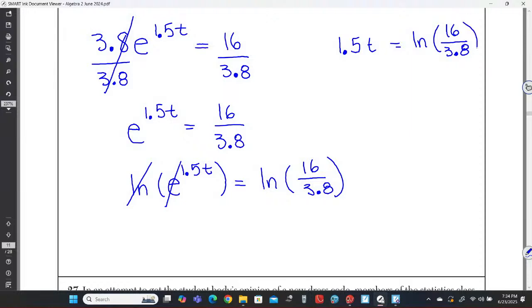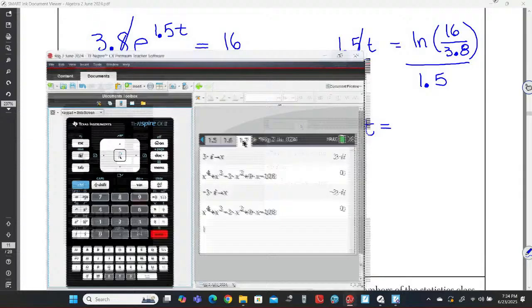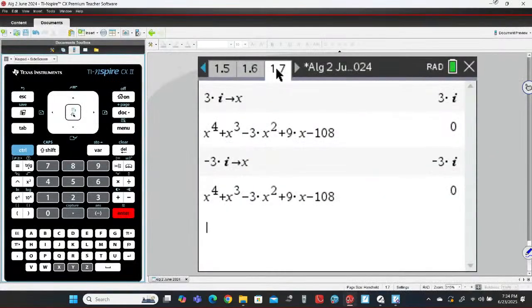I don't really care right now because I'm going to do one more step and then get my final answer all at once, right? So t is equal to all of that. Now I'll just grab the calculator, and I will just do Control e to the x. We'll have 16 divided by 3.8, whoops, within the logarithm, and then divided by 1.5.